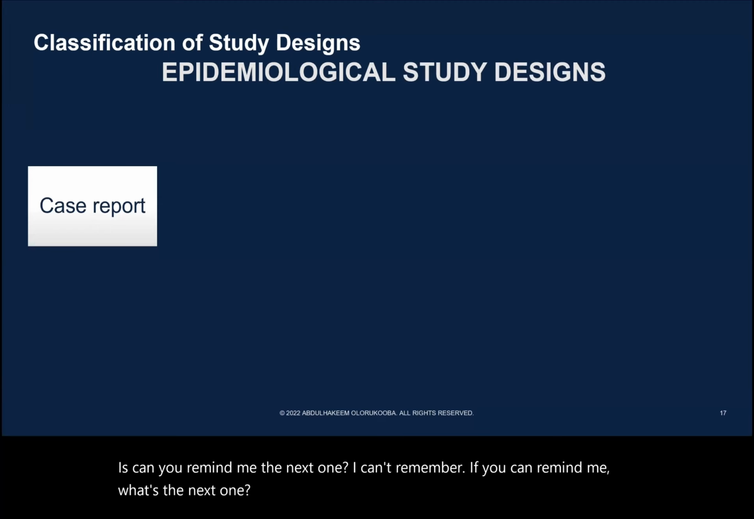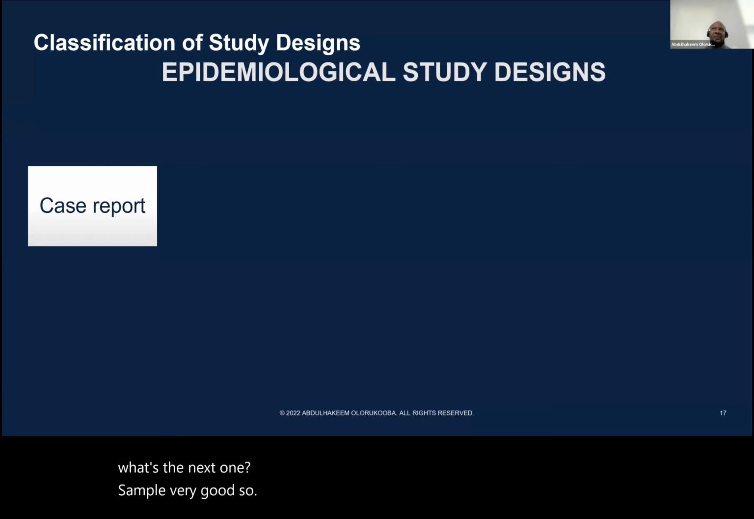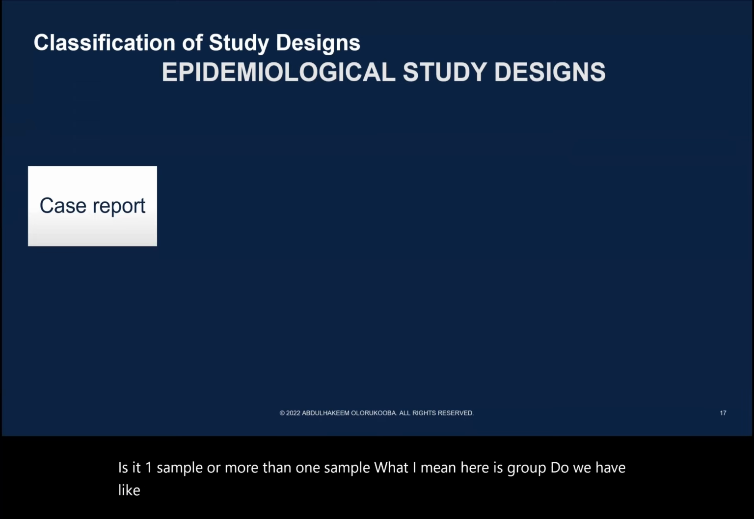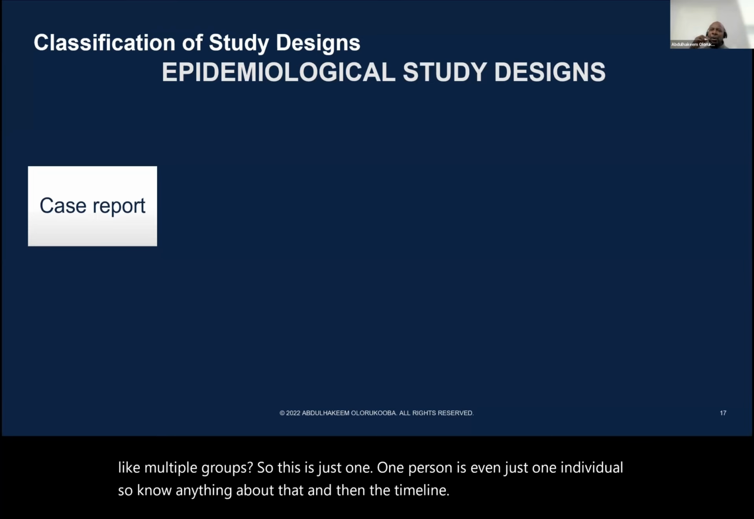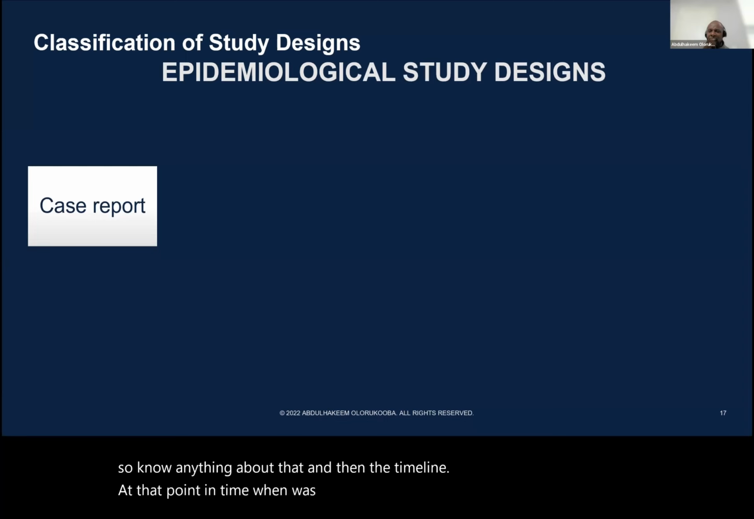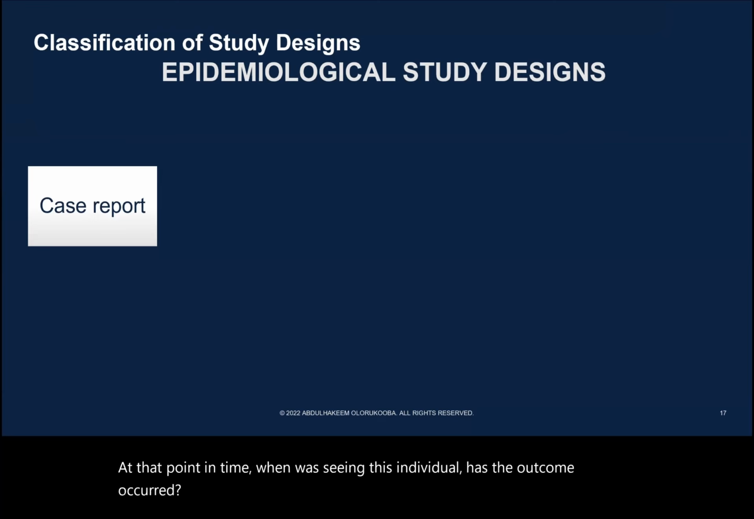Sample, very good. So is it one sample or more than one sample? What I mean here is group. We have multiple groups. So this is just one person. It's even just one individual. And then the timeline. At that point in time, when we're seeing this individual, has the exposure occurred first? At that point in time, has the outcome occurred? Yes. So exposure and outcome have already occurred.